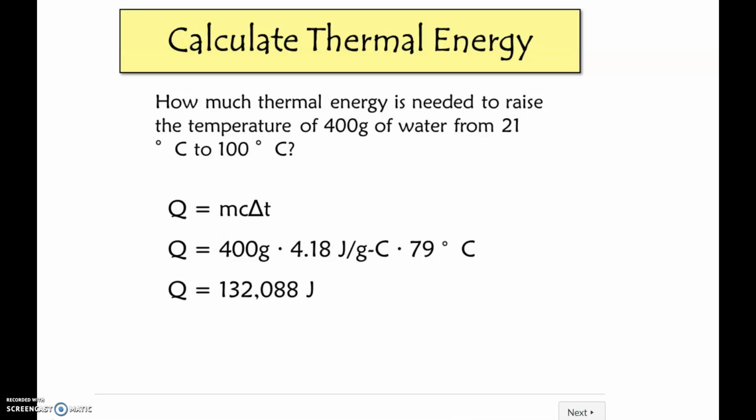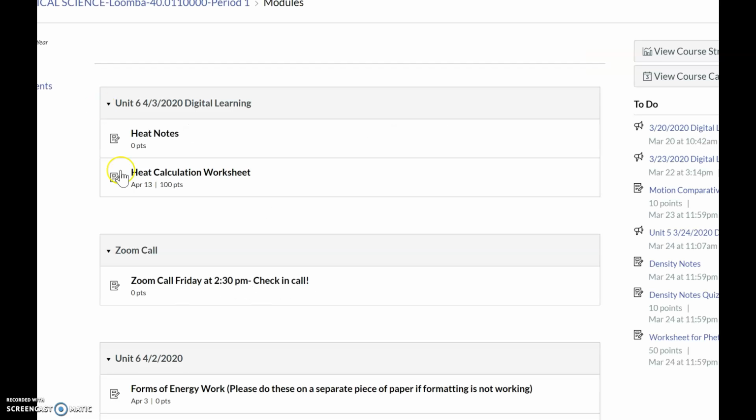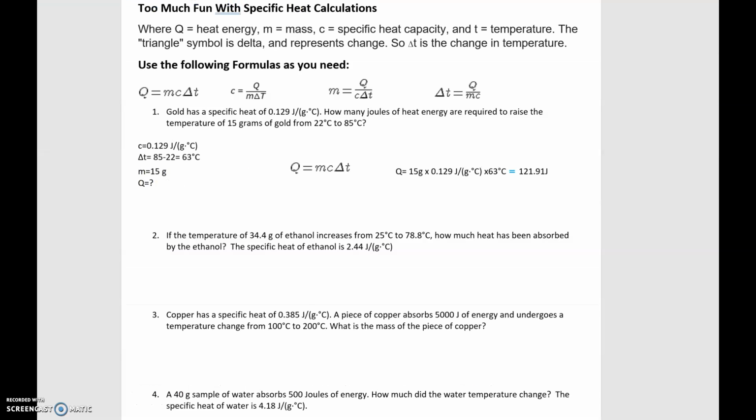Now, let's see. What do we have next here? Let's go back. We have the heat calculation worksheet, and I went ahead and pulled that up already. So you're going to be doing this right here, the heat calculation worksheet. Once again, to make things in life easier for you, I went ahead and manipulated the equation for all of these variables right here, and I went ahead and did the first problem.